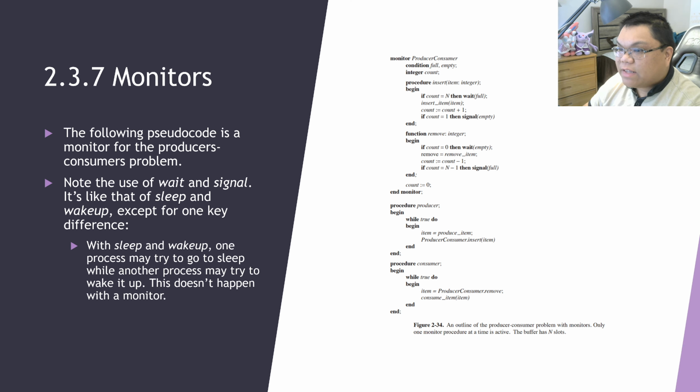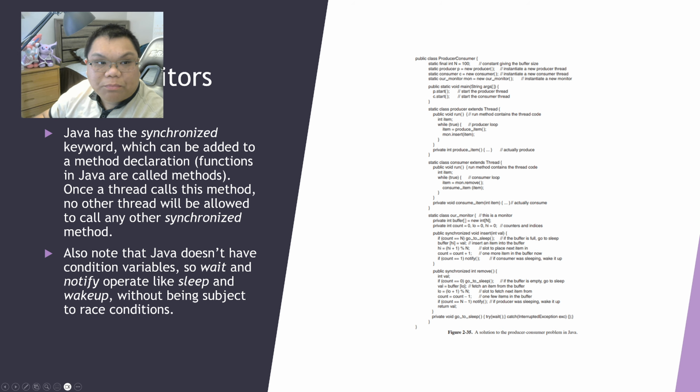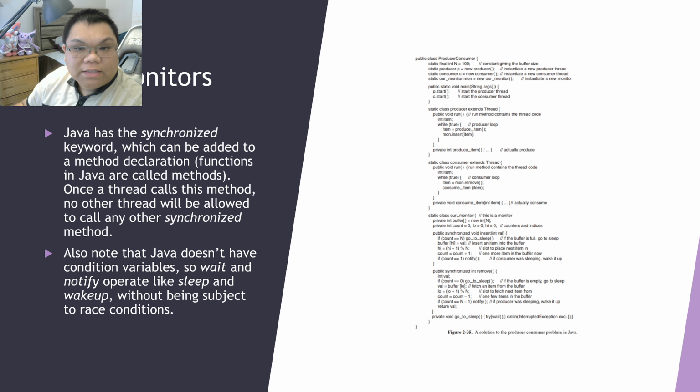The following pseudocode is a monitor for the producer-consumer problem. Note the use of wait and signal. It's like that of sleep and wake up, except with sleep and wake up, one process may try to go to sleep while another process may try to wake it up. This doesn't happen with a monitor. And the thing about a monitor is this is a thing that you can write with a programming language such as Java. Java has a synchronized keyword which can be added to a method declaration.